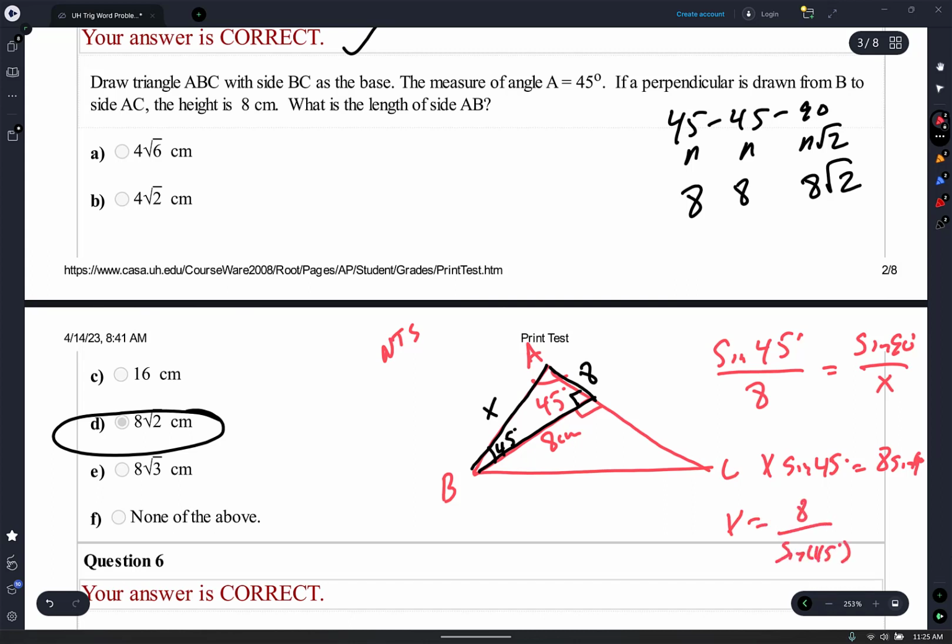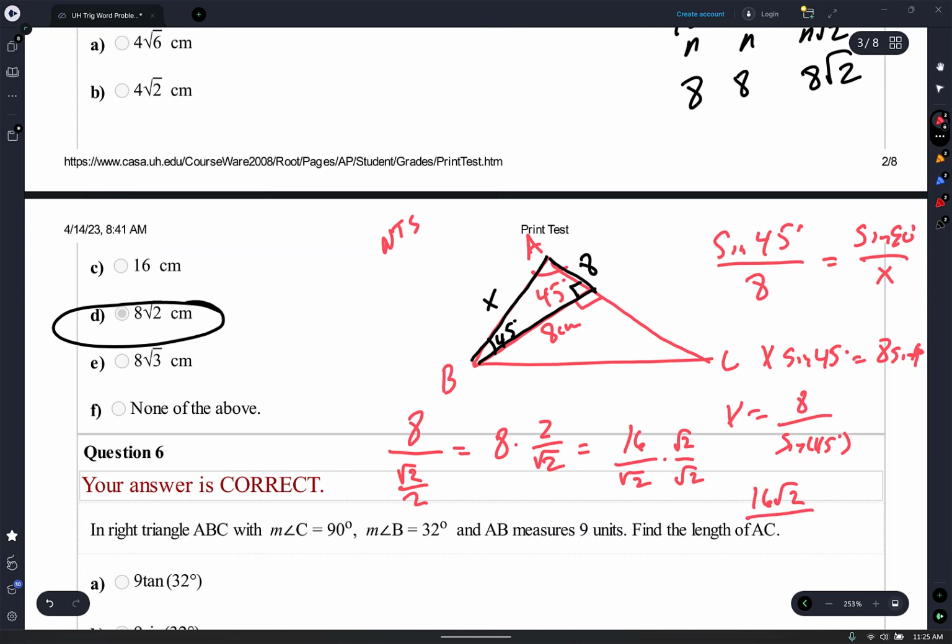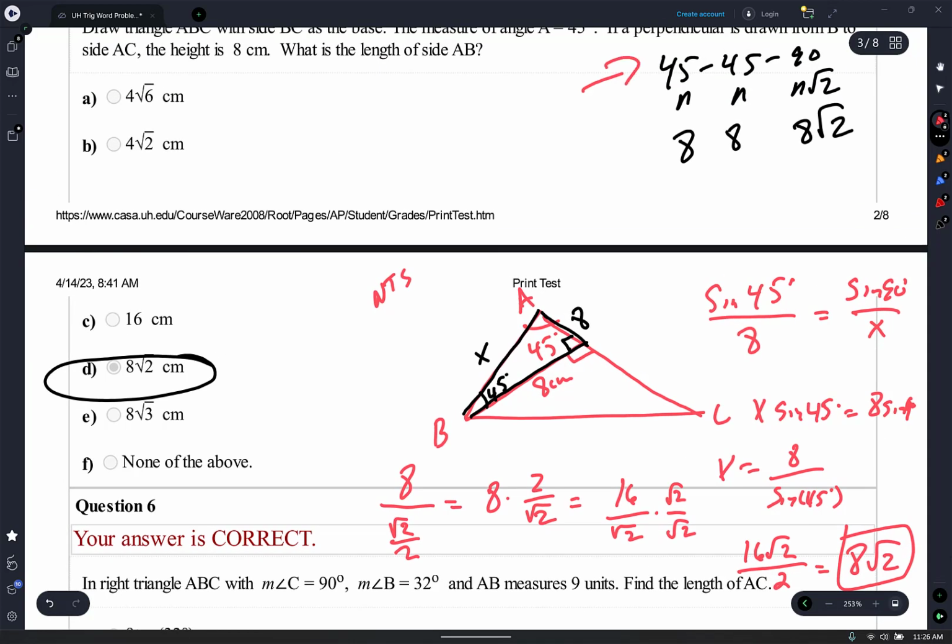Sine of 45 degrees is square root of 2 over 2. So then it becomes 8 over square root of 2 over 2. Keep, change, flip. 8 times, let's see, 2 over square root of 2. So 16 over square root of 2. Now relax. I know you're like, that's not the same answer, Chop. Well, if I multiply this by square root of 2 over square root of 2, I know square root of 2 is all over the place, 16 square root of 2 over 2. And 2 goes into 16 8 times, so 8 square root of 2. So that's just another way, guys, just in case you don't get a 45, 45, 90, maybe it's a 30, 60, 90. But 30, 60, 90, I would still do it the same way.